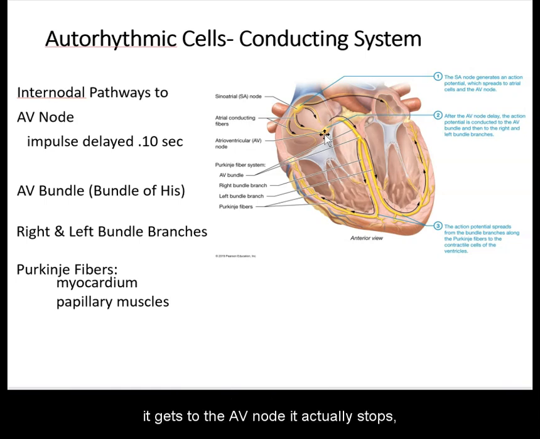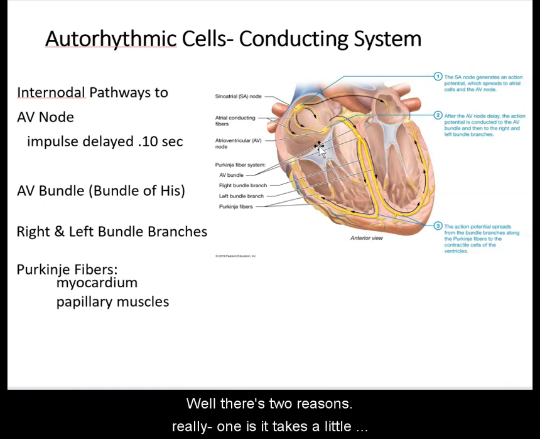When it gets to the AV node, it actually stops. It's delayed for 1/10 of a second. So you might wonder, well, why would it be delayed? Well, there's two reasons, really. One is it takes a little bit longer for the impulse to come over here to the left atrium, right? We want both atria to depolarize at the same time. They will depolarize and repolarize as a unit.